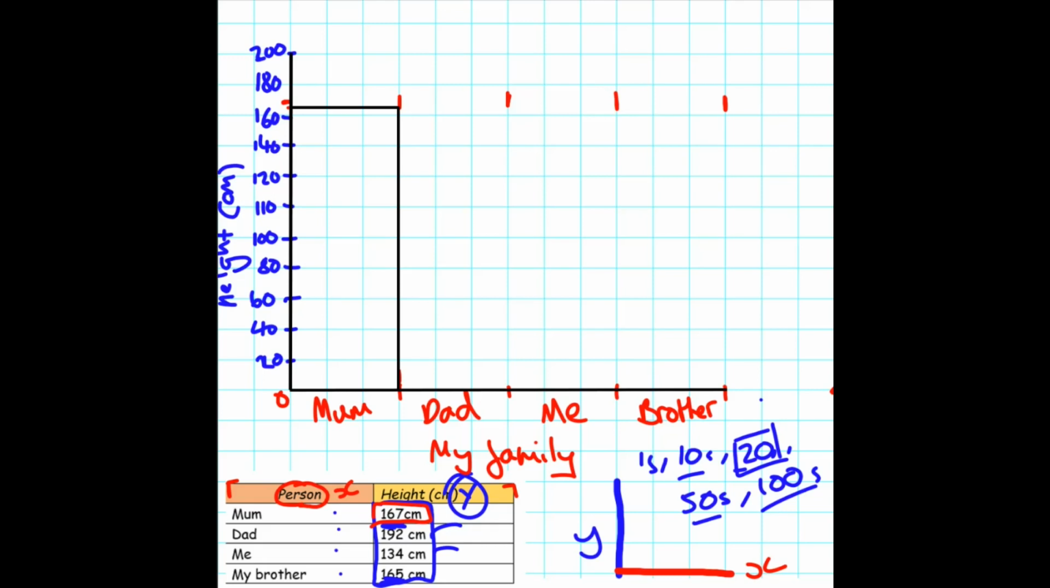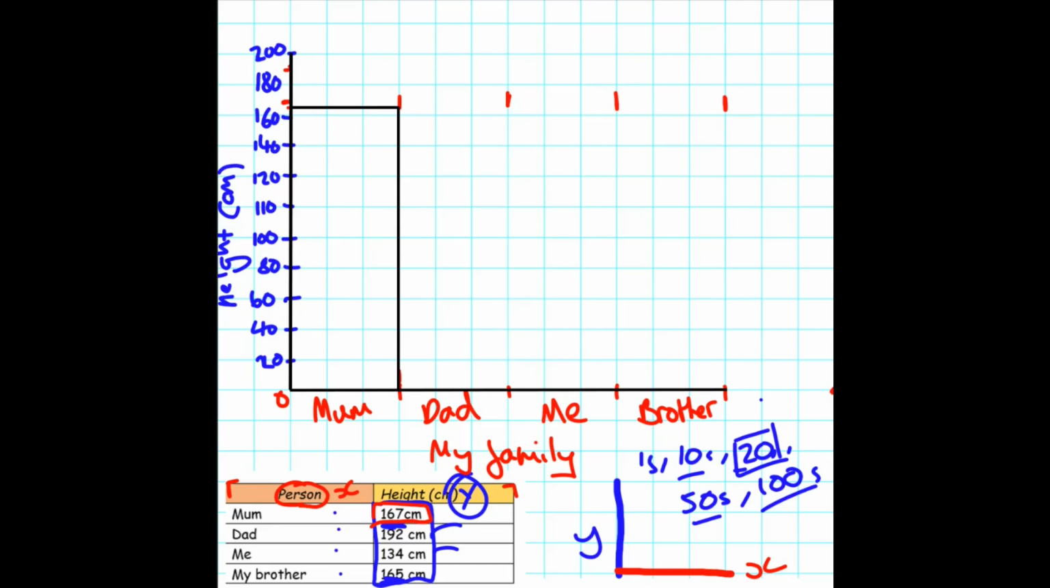Alright, moving on then. So the next one is Dad, 192 centimetres. So again, a similar thing's going to happen. I'm going to come up to my y-axis. I'm thinking I know 190 is halfway between 200 and 180, so whatever I draw is going to be very, very close to that 190 line. I put a tiny little dot there to help me out.